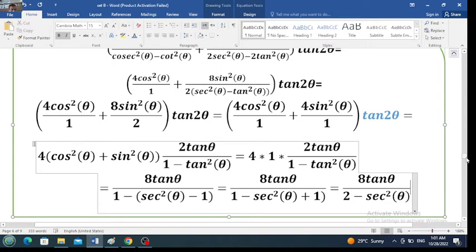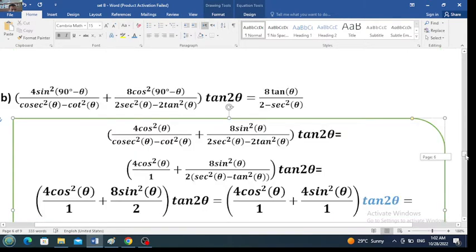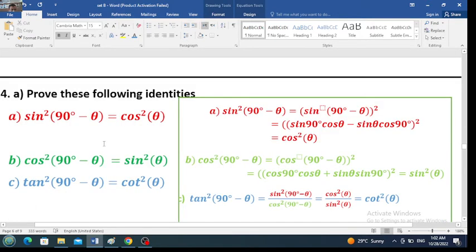We have to prove the following identities. We have sine squared of 90 degrees minus theta should be equal to cosine squared of theta. First of all, we start like that. Sine squared of 90 minus theta equals: I will open parentheses and write sine of 90 minus theta, then all raised to the power 2.